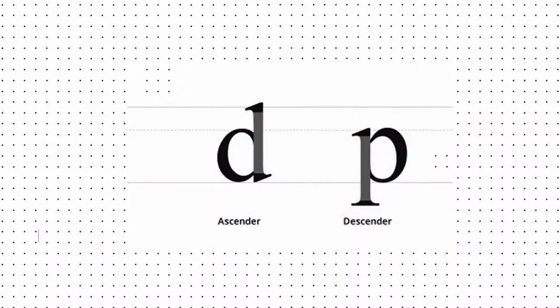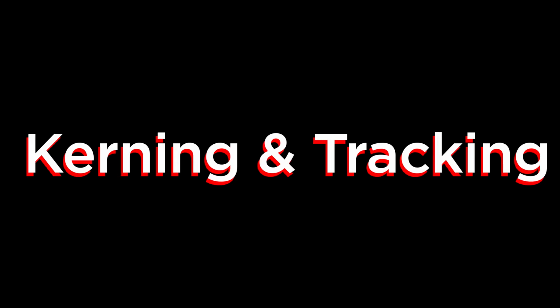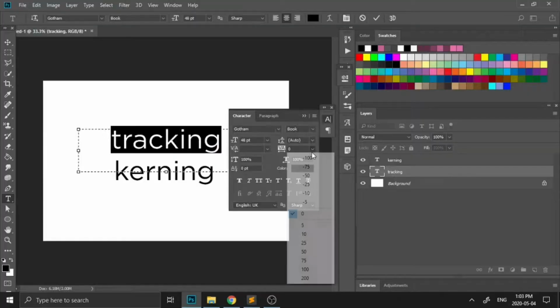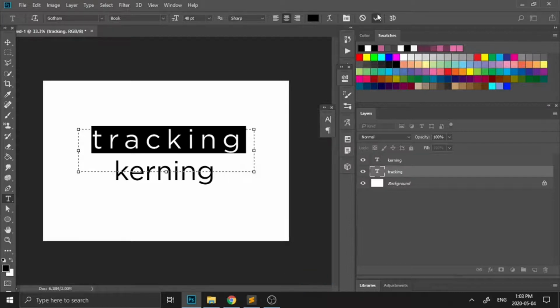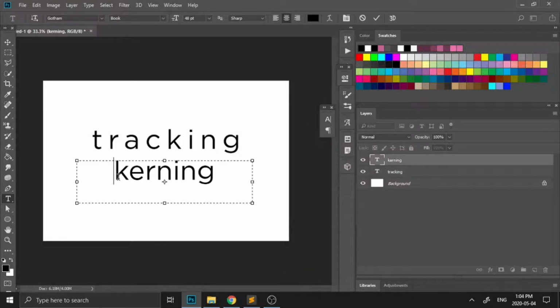Descender refers to the vertical stem that extends below the baseline, while ascender refers to the one that extends above the mean line of the font. Tracking refers to adjusting the space between the letters throughout the entire word or sentence. Kerning, on the other hand, refers to adjusting the space between 2 particular symbols.